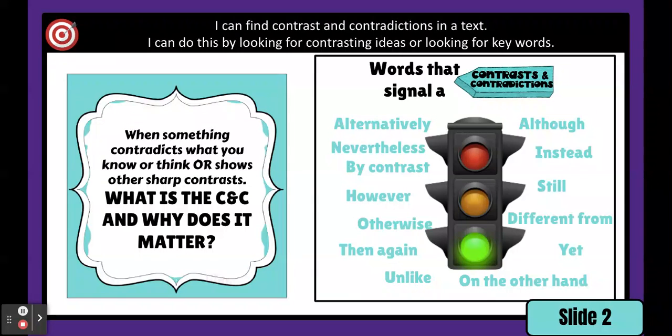Authors often use signal words to help us notice contrasts and contradictions. When we notice contrasts like the one between Sparta and Athens, or contradictions like water that's colder than 32 degrees not freezing, we should ask ourselves, what is the contrast or contradiction and why does it matter? In this case, it matters that we understand what had happened to keep the water from freezing, and that seems very strange. So look for words like alternatively, nevertheless, by contrast, however, otherwise, then again, unlike, on the other hand, yet, different from, still, instead, although.